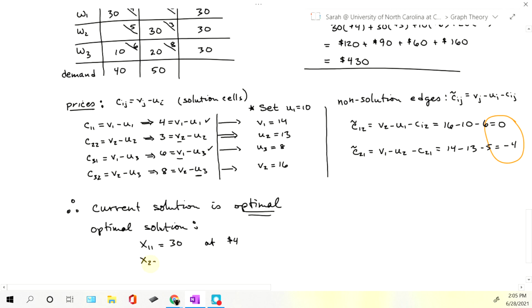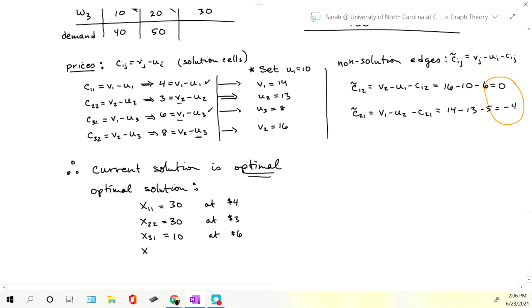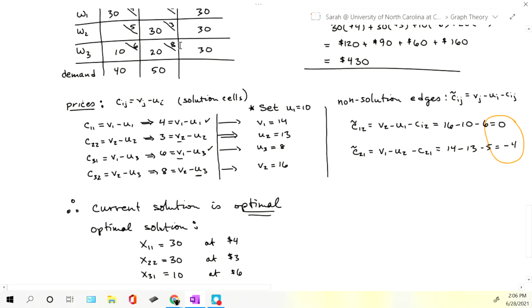And that's at a price of $4 per unit. Actually, sometimes these are also written where this is really something like $400 per unit, sometimes they put the dollars in scaled units as well. We have 30 units, warehouse 2 to store 2, at $3 per unit. We also have the cell 3,1, so this means you're going to ship 10 units across the edge, warehouse 3 to store 1, at a price of $6 per unit. And then lastly, warehouse 3 to store 2, so this is x32, and that looks like there's 20 units that we want to ship across, and the unit price here is 8.